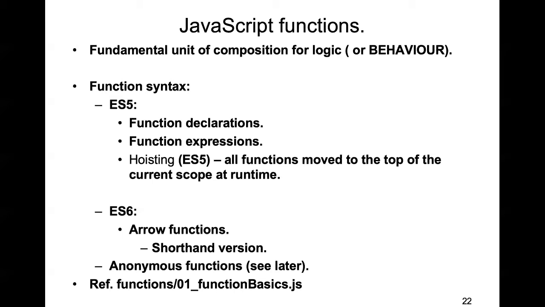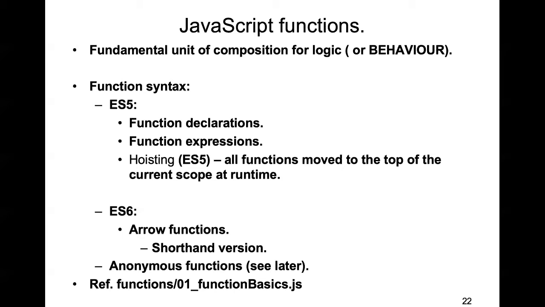But hoisting really isn't an issue anymore, but it's something you may come across if you're reading about JavaScript at all. So ES5 has function declarations and function expressions. We'll see examples of those in a second. ES6 introduced what are called arrow functions. And really arrow functions are a cleaner syntax for writing either function declarations or function expressions, which we'll see. And also we have this notion of anonymous functions.